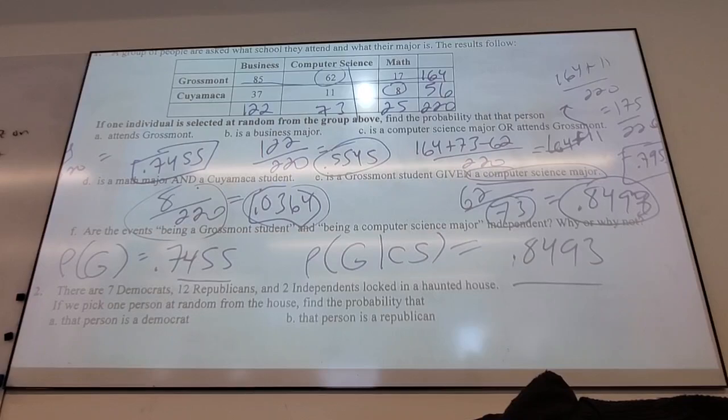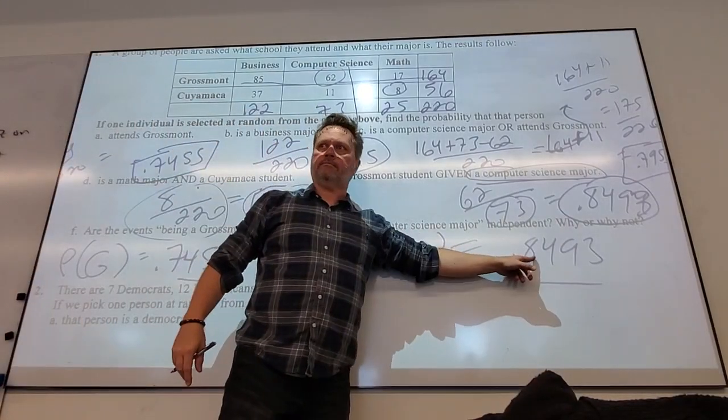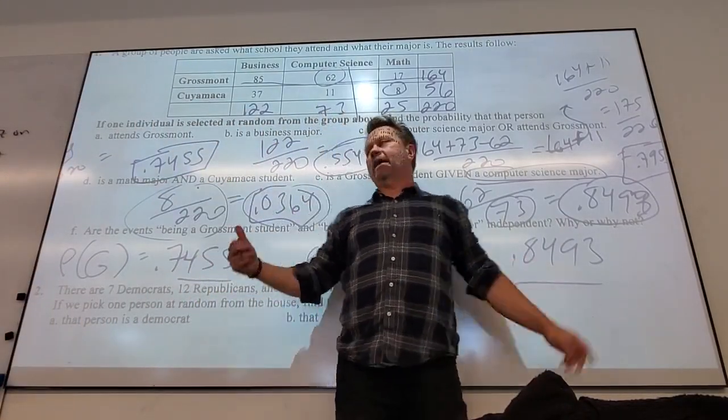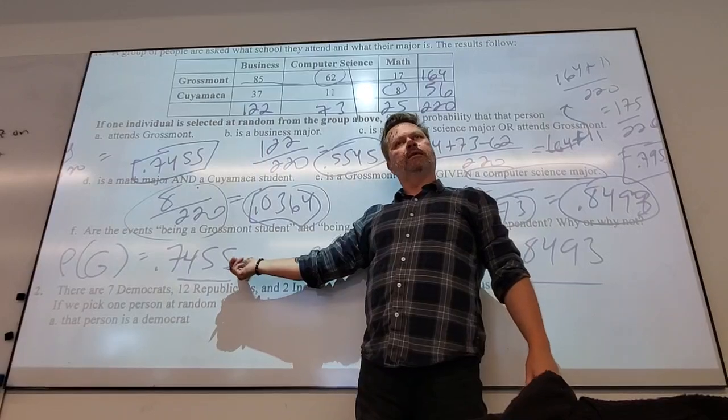This is called, I think I already said, a conditional probability. On the condition that they're a computer science major or not, the probability of a Grossmont student changes, yes? So these two are dependent. And that makes complete sense. Knowing one changes the probability of the other. So what would have to happen if these were actually independent? What should we have gotten here? I should have gotten the exact same thing I got over there, yes?